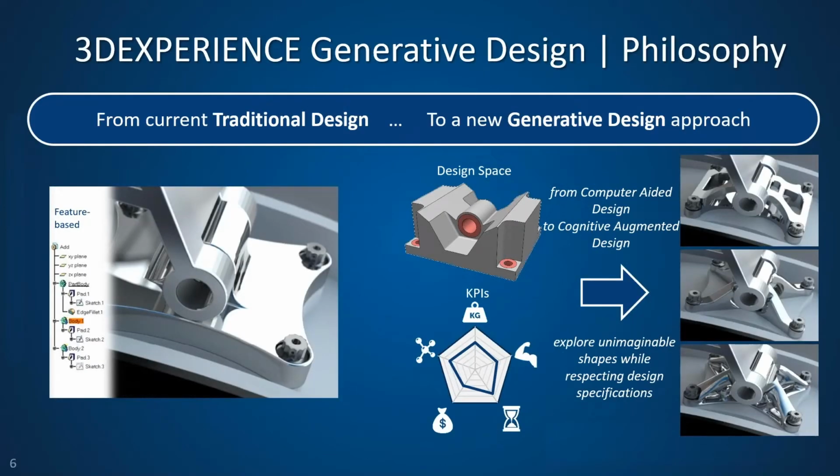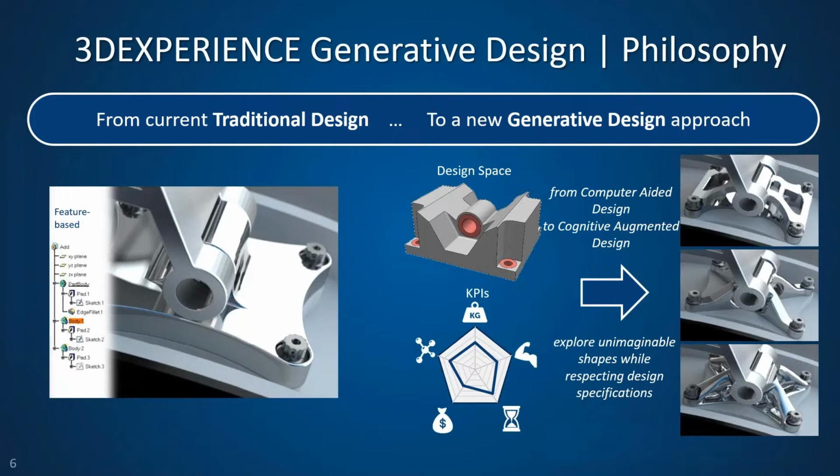As you see on the left side, there is a bracket which we are taking as an example today. We will take this bracket and see how generative design will help us in generating a topologically optimized shape for it. From the traditional approach, which was generalized CAD, computer-aided design, we are now moving towards cognitive augmented design. When I use the word cognitive augmented design, what exactly is it?